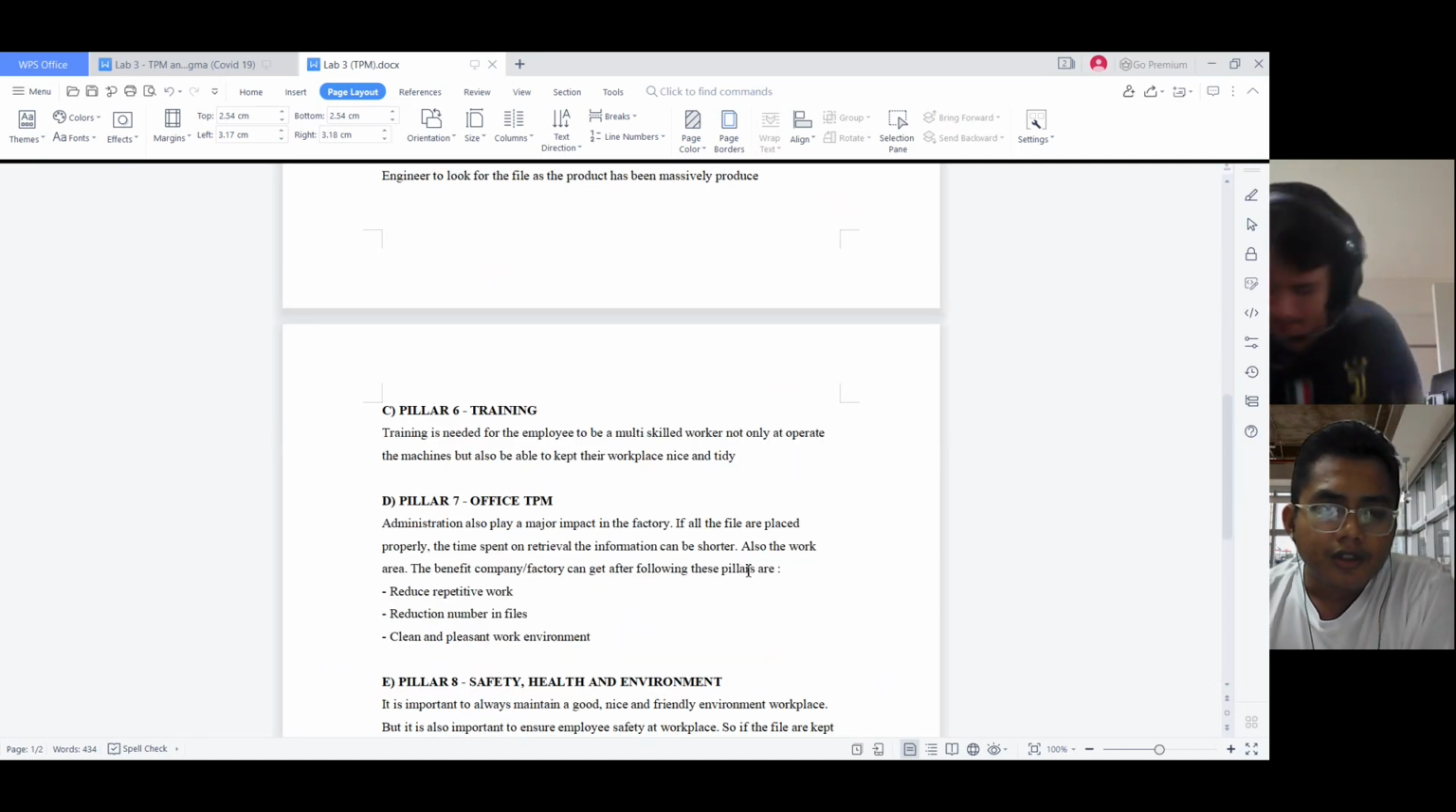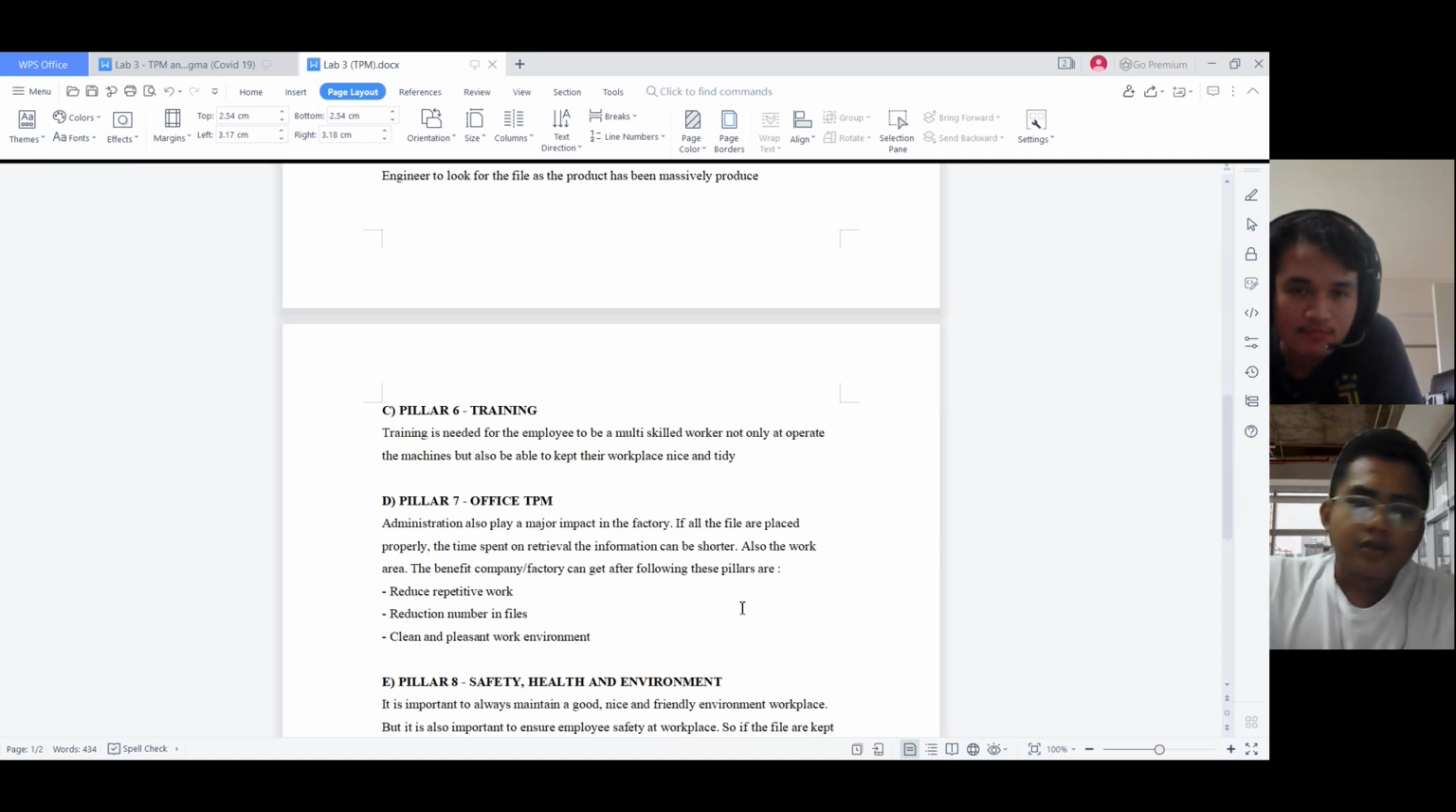So the fourth pillar is office TPM, and administration also plays a major impact in the factory. If all the files are placed properly, the time spent on retrieving the information can be shorter. Also the work area. The benefit the company and factory can get after following this pillar is that they can reduce repetitive work if more defective products are produced, and reduce the number in file and the work.